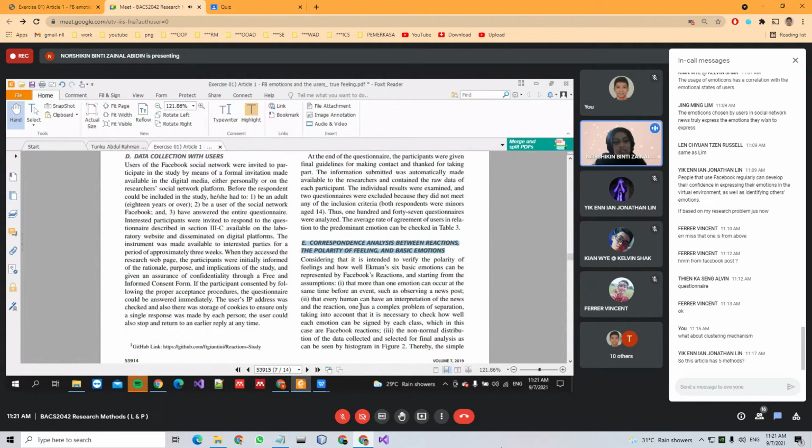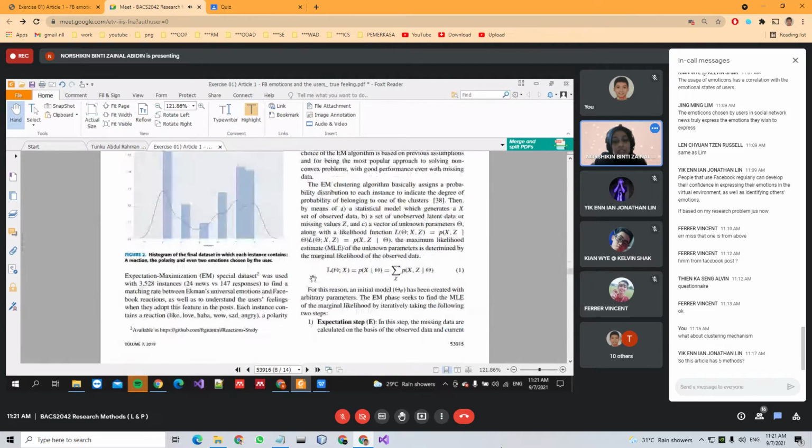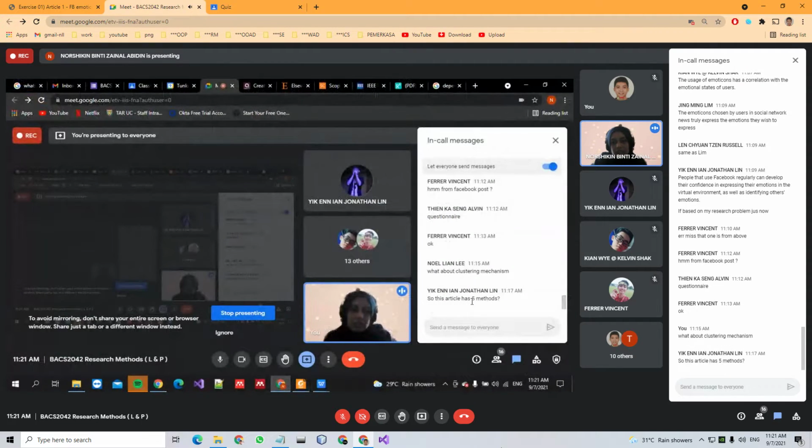There's a difference between data and result. Data is not yet processed, but the result is the processed data. After you analyze the data, you will get the result. So that's the process. A, B, C, and D are the ways for you to get data, but E is a process for you to get a result. So only 4 methods of data collection and 1 method to analyze the data.